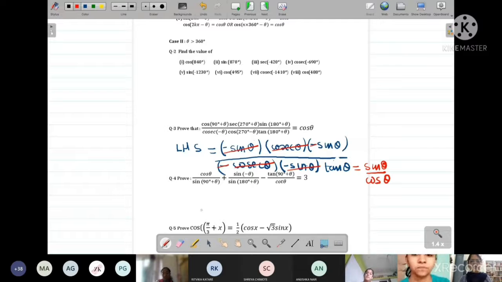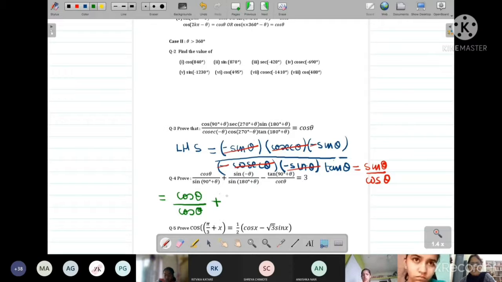Exactly the same way. Those who have finished can try the fourth one. Just a very simple question, all the results we know. Fourth question: cos theta upon sine 90 plus theta. What is sine 90 plus theta? Cos theta. Plus the next one, sine of minus theta.